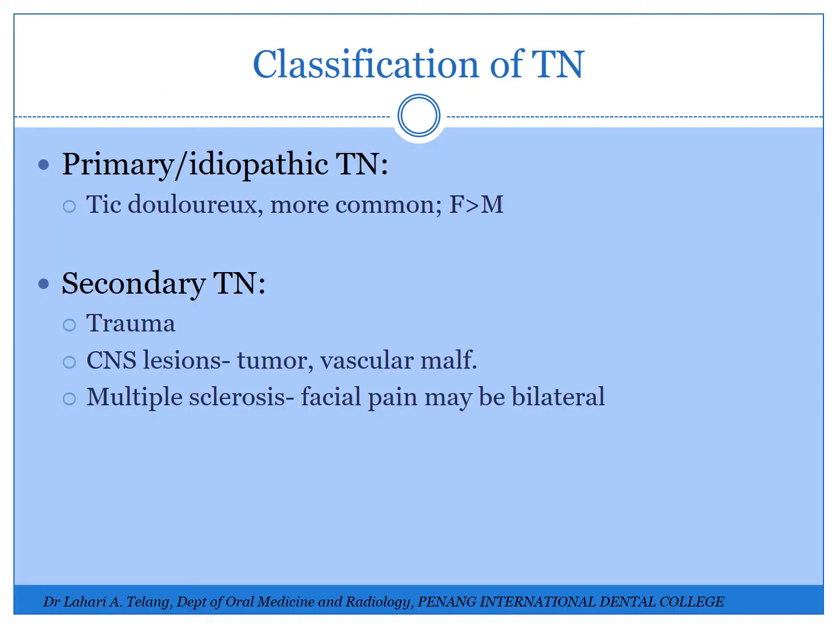So it could be classified as primary or idiopathic or secondary trigeminal neuralgia. The primary one is more common in females, and secondary one could be secondary to trauma, a CNS lesion like tumor or vascular malformation, or multiple sclerosis causing facial pain, in which it may be bilateral as well.